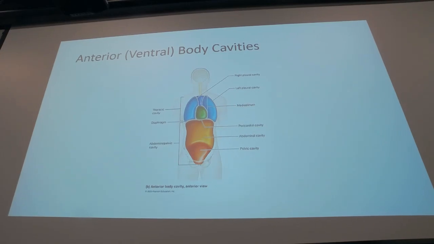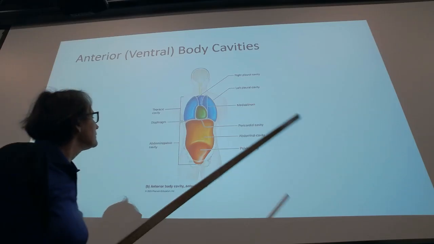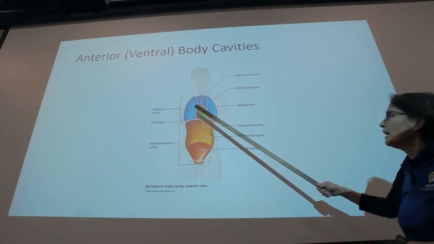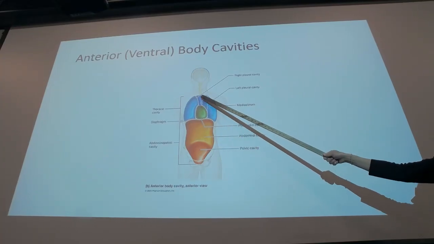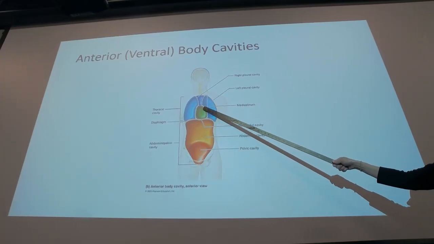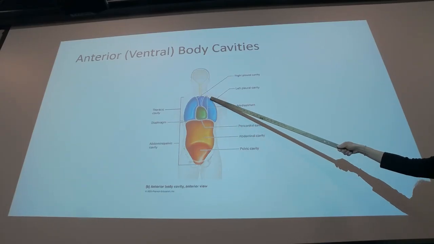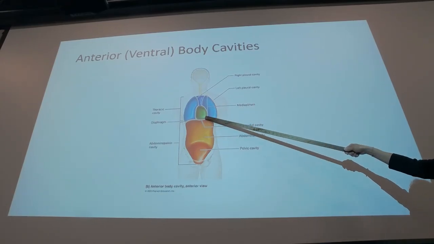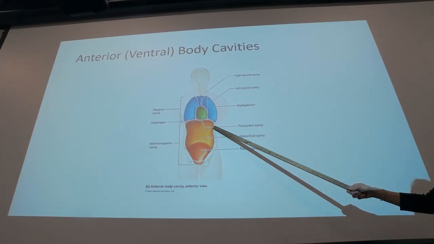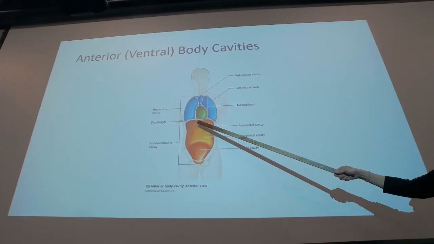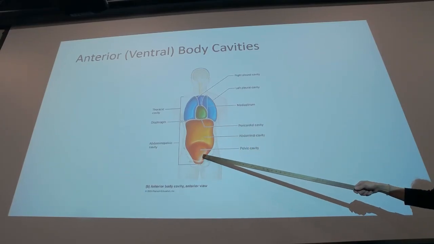This is the view of the anterior ventral body cavities, the coronal view. So we have right pleural, left pleural, separated by the pericardial cavity and the entire mediastinum, which is all of this space. Now, here we have the diaphragm, and here we have the abdominal cavity, and this will be the pelvic.